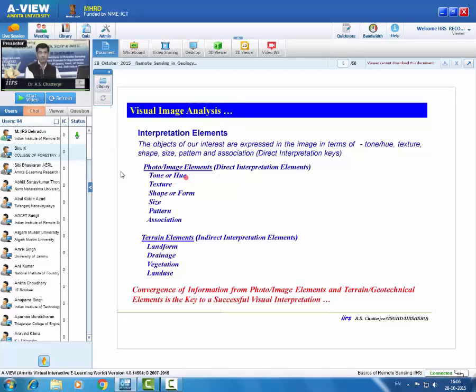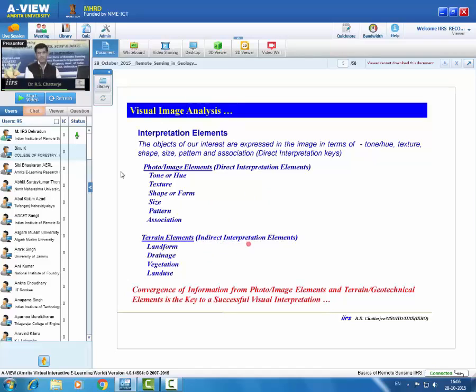Okay. So, the objects of our interest are expressed in the image in terms of these direct ones. These are tone or color or hue, then texture of the image, then shape or form of the object, then size of the object, then the pattern in the image, and the association of the object of interest with other objects in nearby areas. So these are the elements we need to study from a satellite image or aerial photographs.